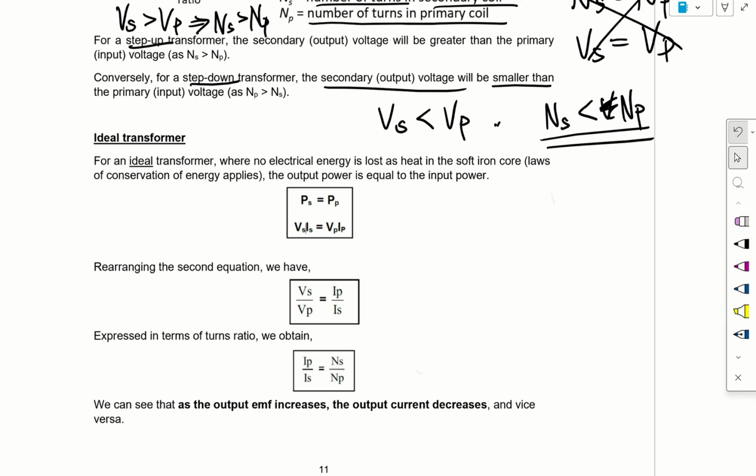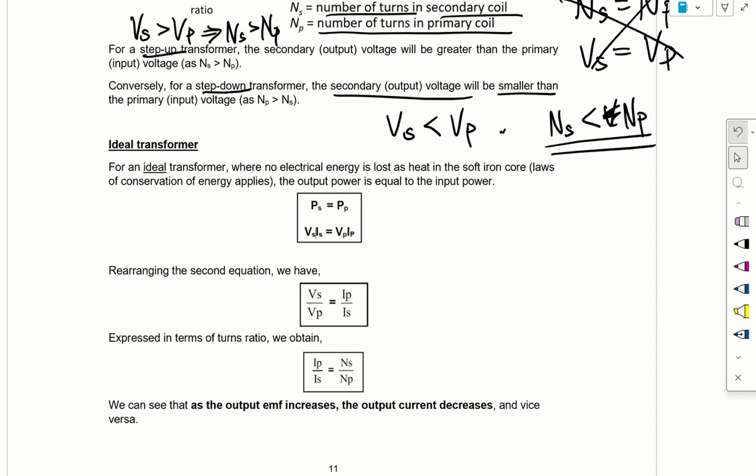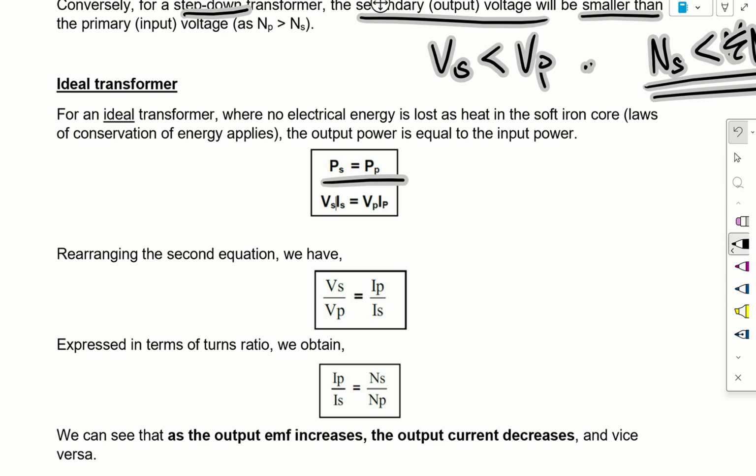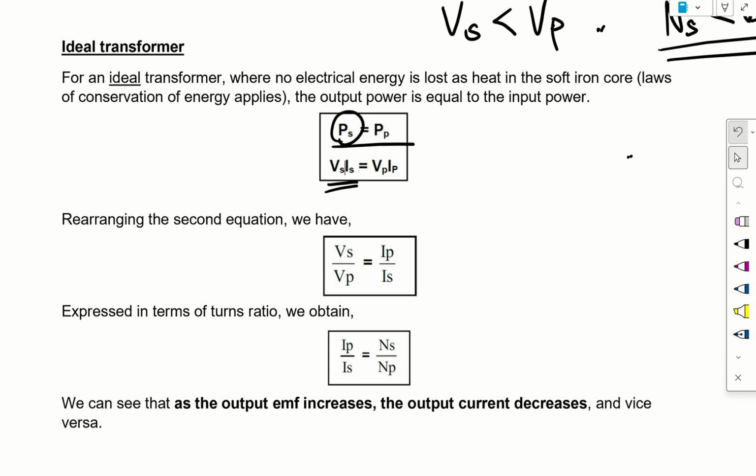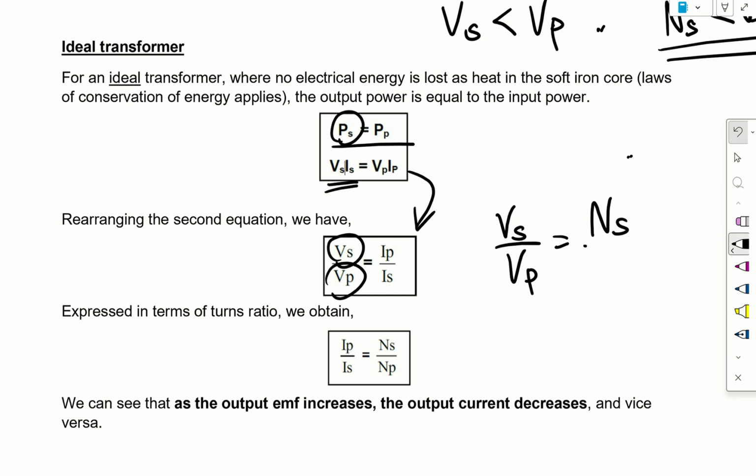So what's an ideal transformer? For an ideal transformer, the power on the primary is equal to the power on the secondary. So I have Ps equals Pp. And what is power? Power is voltage times current. So I have VsIs equals VpIp. And if we arrange this equation, we see that Vs over Vp is equal to Ip over Is. So this is different from our Vs over Vp equals turns ratio. It is sort of direct, right?